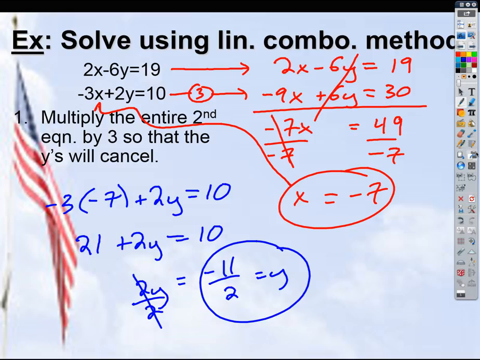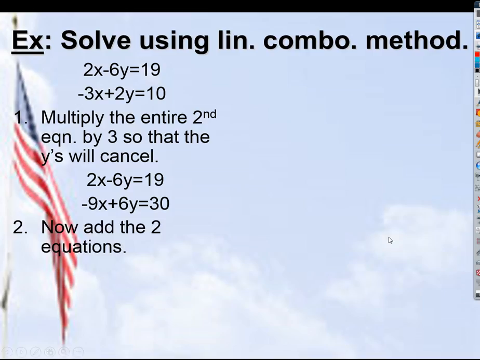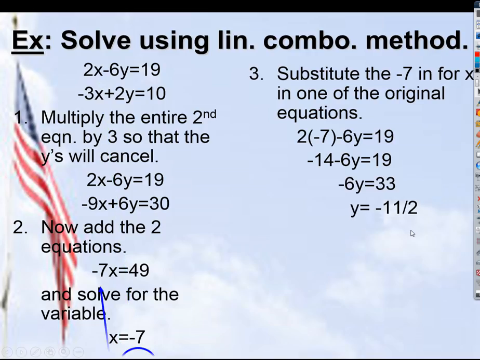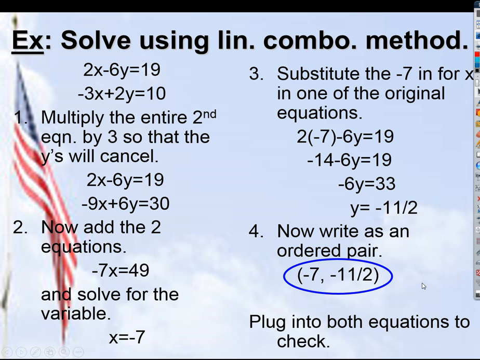Okay, I'll go through the PowerPoint real quick. Just review those steps. Okay, add the two equations, we got that right. We multiplied by 3. X equals -7. They substituted into the top, that's fine. Got our -14. Add that to both sides and get 33. Divide both sides by -6. And it works out to be -11 halves if I reduce that fraction. Okay? Write as an ordered pair. And we can check by plugging it in.